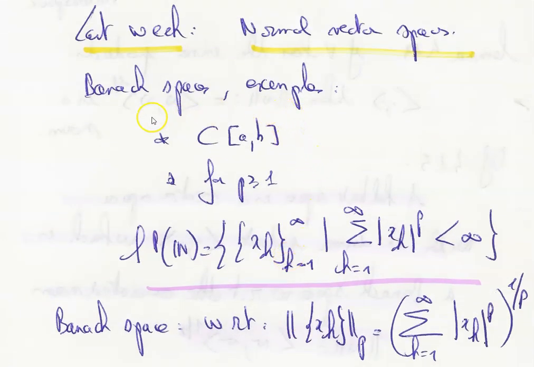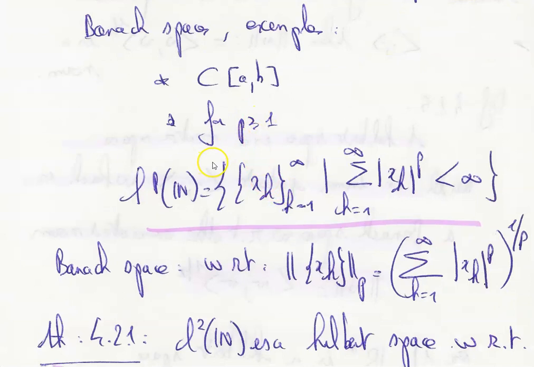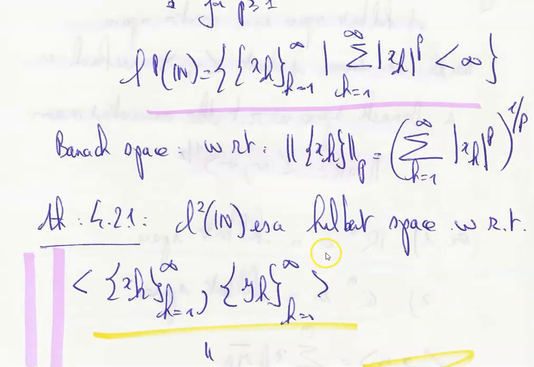So we have spoken, of course, about normed vector spaces, Banach spaces. We gave some examples, like continuous functions on a segment AB. We define for p superior to 1 the lp space, lp of n, which is all the sequences that converge with the p norm, which means that the sum for k equal 1 to infinity of the absolute value of xk to the power p is less than infinity. We define then a Banach space with respect to the norm. The p norm of the sequence x is the sum for k from 1 to infinity of the absolute value of xk to the power p, all to the power 1 over p.